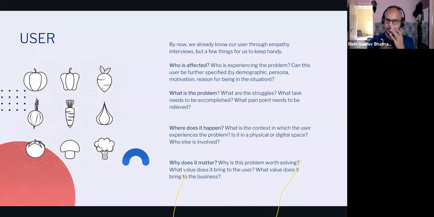We essentially go a little bit deeper into why this problem is worth solving. What values does it bring to the user? What happens if we take the problem and solve it? We think about all of these things when we are considering the user. And since these are a lot of items to consider, I'll show you how to bring it down to a problem statement. We'll speak about that a little bit. But this is essentially an introduction to what a user looks like.